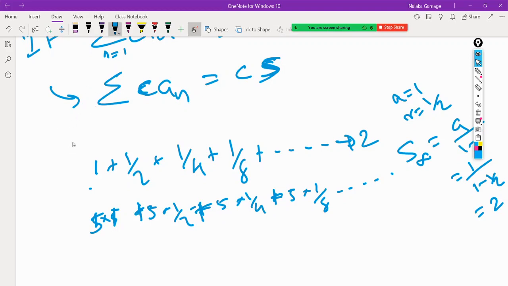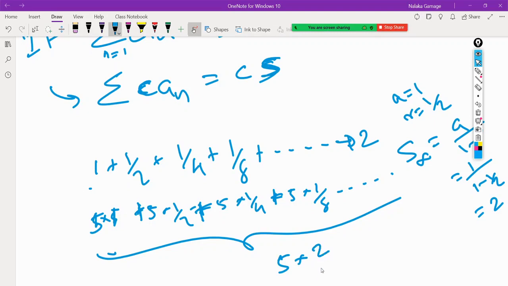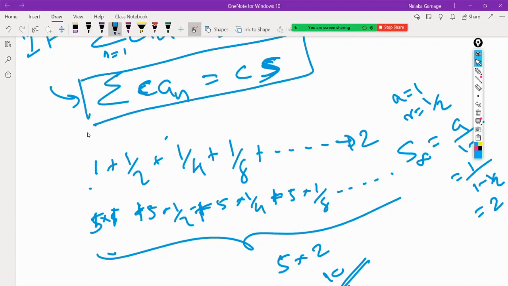This result says that if you want to find the summation of infinite terms, it is C, this is your constant, 5 times the previous summation, which was 2. So the answer is 10. That means if you keep adding these numbers, it gets closer and closer to 10. So that is what this particular result says. It's a common sense thing.